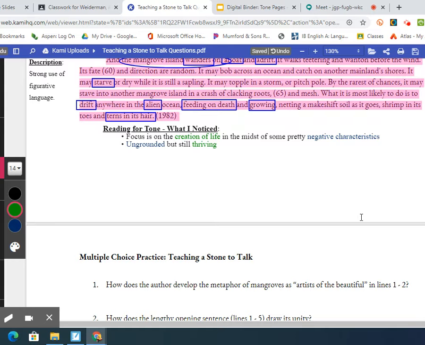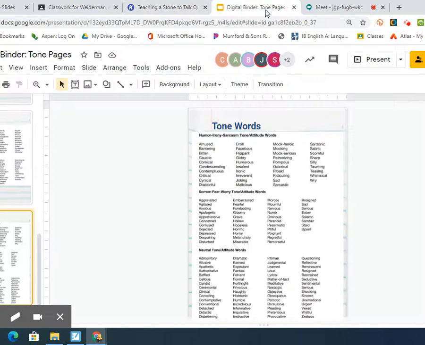Look at your list of tone words and phrases. See if you can come up with a tone word that seems to make sense, or a couple of tone words. How does she feel about her subject? How does she feel about mangroves and the way they come to be and continue to exist?